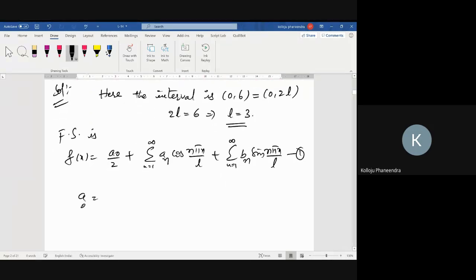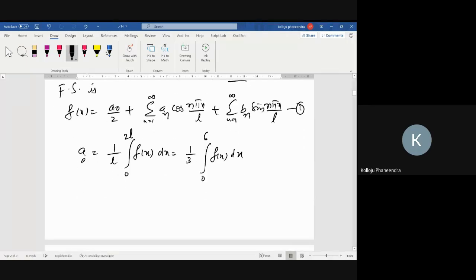First one, what is the a naught formula? 1 by L, and what is the interval? 0 to 2L interval. So 0 to 2L f of x dx. And what is the L value? 3. And this becomes 0 to 6 f of x dx. 2L is 6. Now split into two parts.